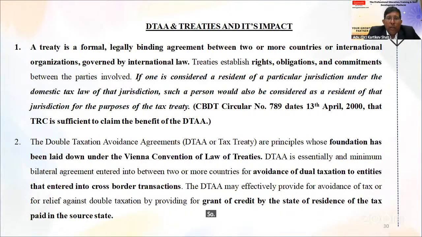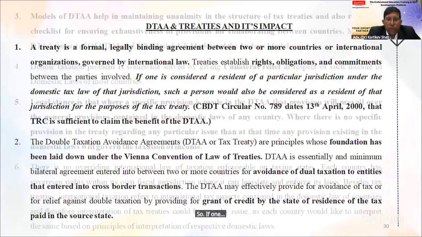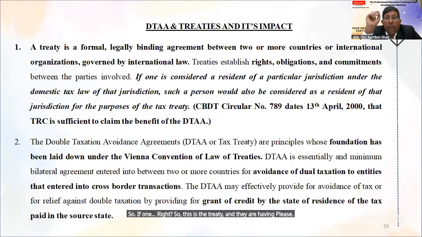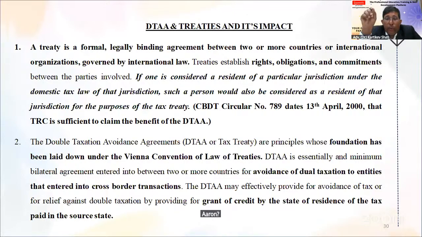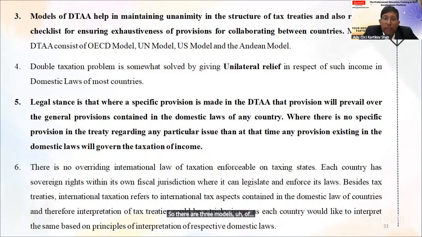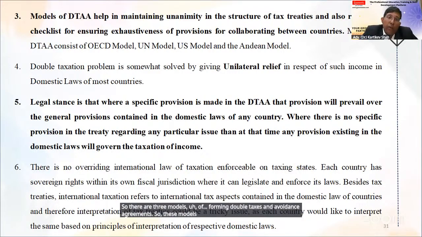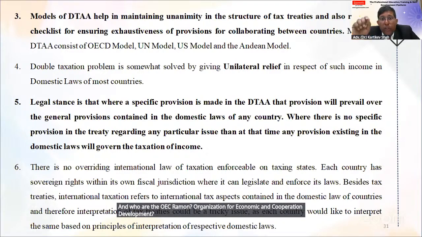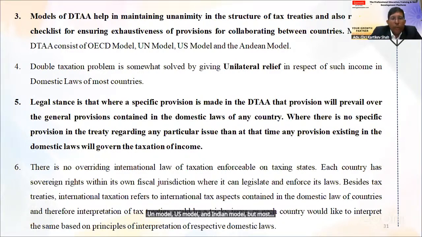So this is the treaty, and treaties have an important place. The foundation of treaty formation has been laid down under the Vienna Convention on the law of treaties. There are models for forming double taxation avoidance agreements. These models help countries form various articles. They are the OECD model, the Organisation for Economic Co-operation and Development, the UN model, the US model, and the Indian model. But the most popular is the OECD model.